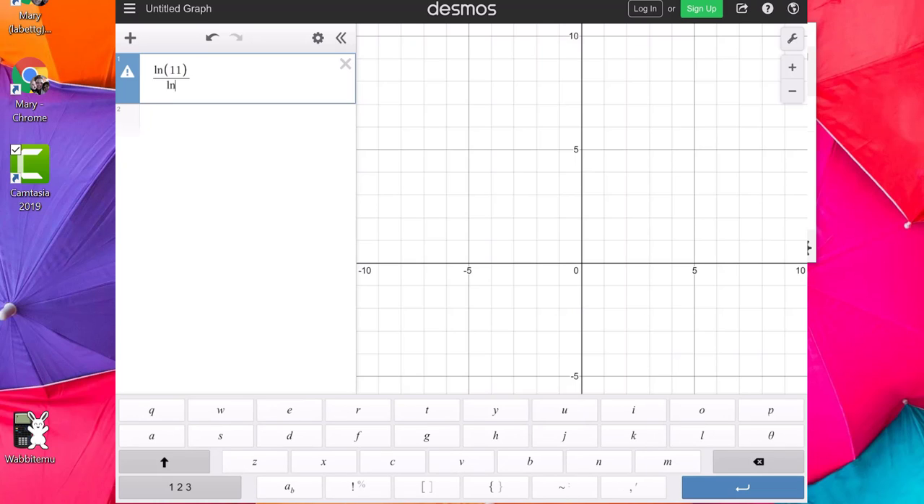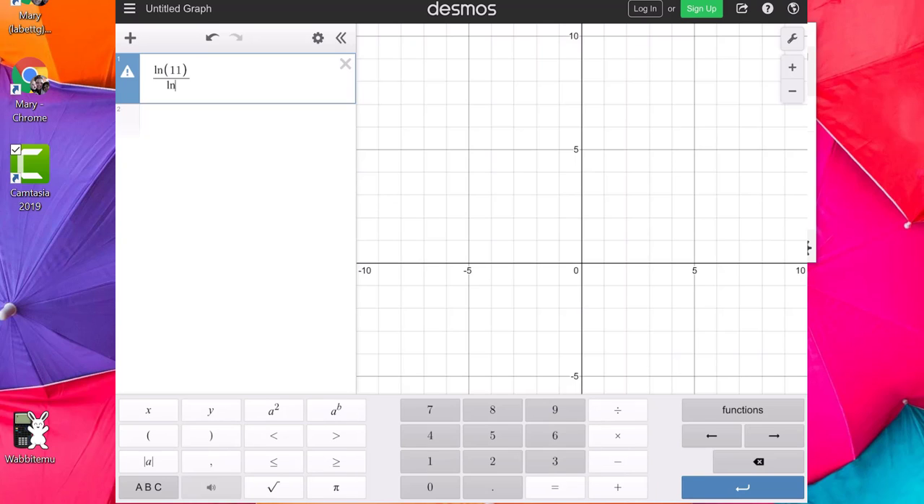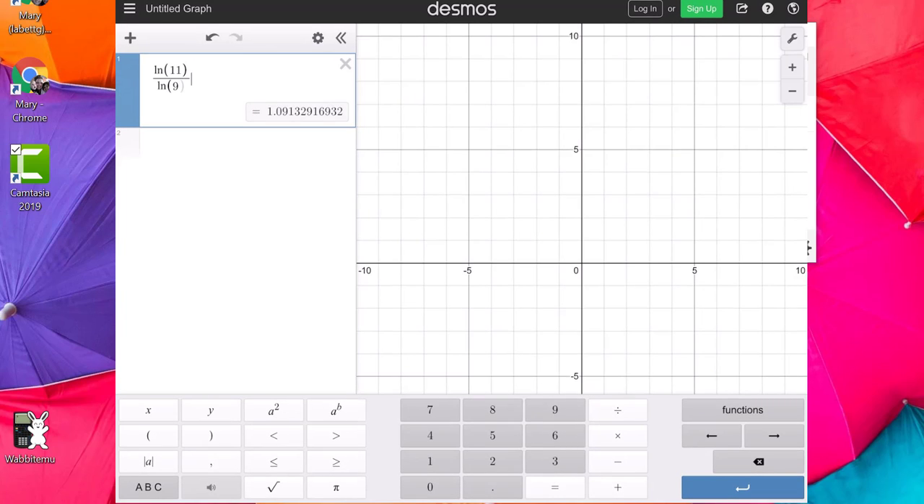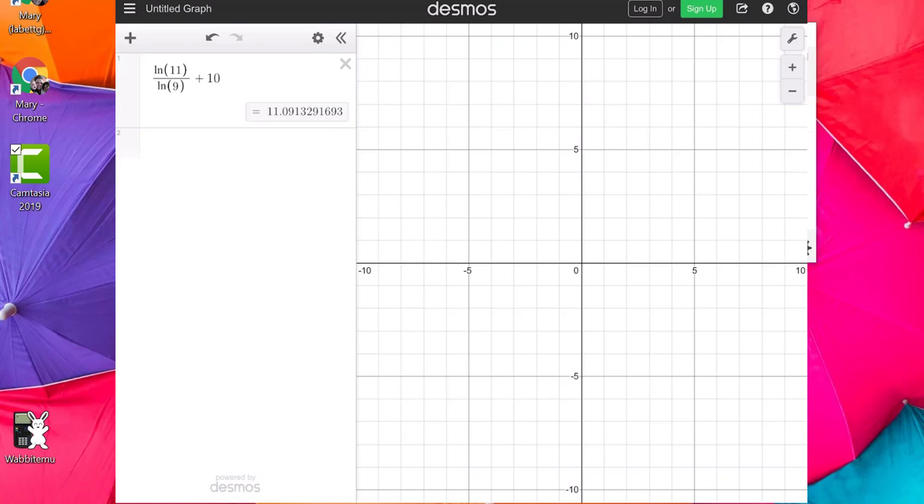you can also, instead of hitting Functions, type out ln like that. And then the whole thing, I believe we're adding 10. Yeah, we're adding 10. So we're going to do plus 10, and we get 11.09. I'm going to round to 4 because in the homework they were rounding to 4 a lot. So 11.0913.